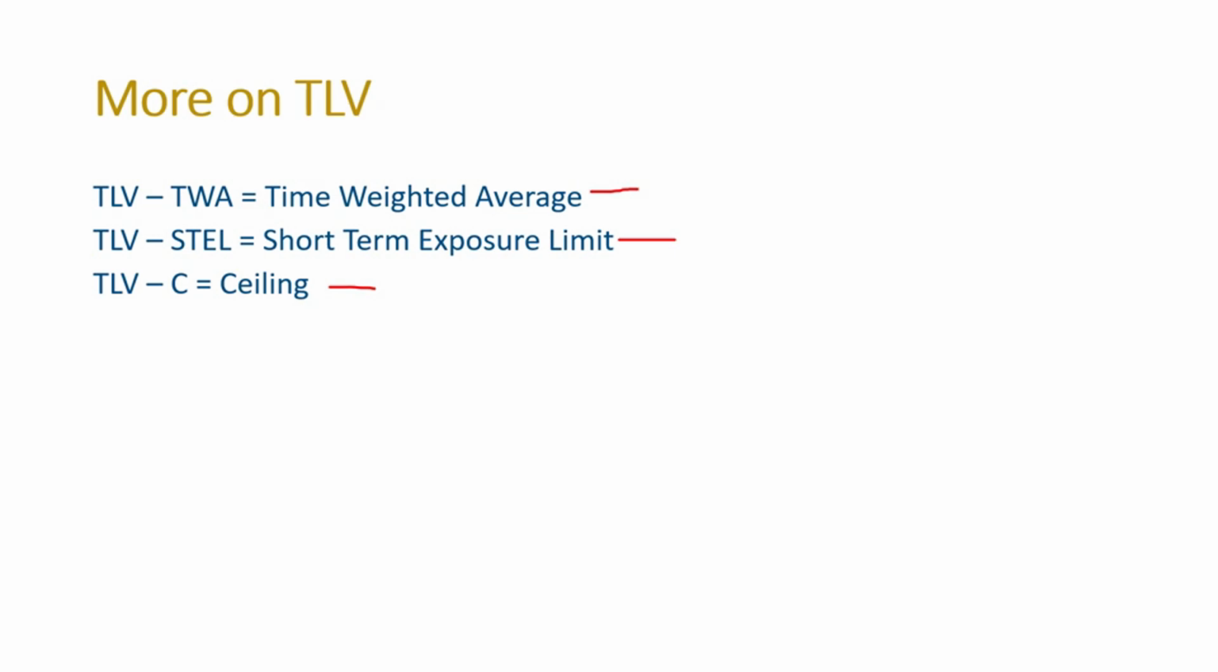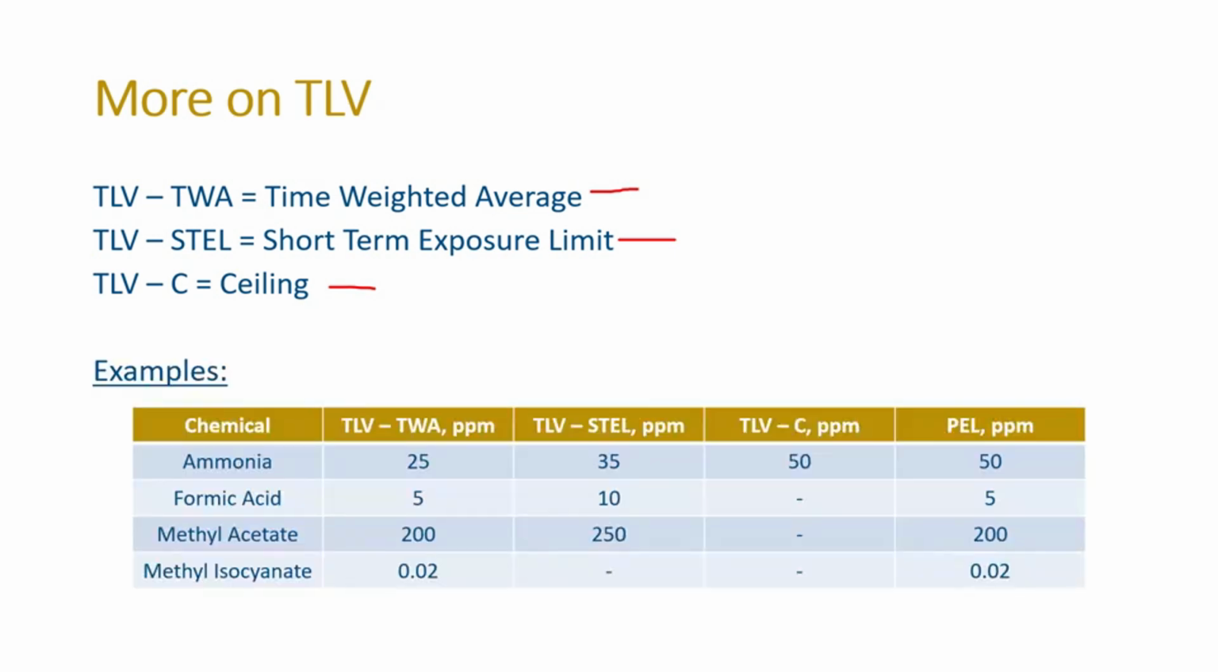So here are a few examples of TLVs for ammonia and for formic acid and methyl acetate and methyl isocyanate, which was the chemical involved in the Bhopal release. So a few observations. We see the concentrations here are all expressed in parts per million. Let's look at ammonia, where we have the most information.